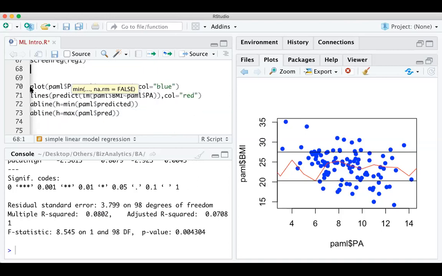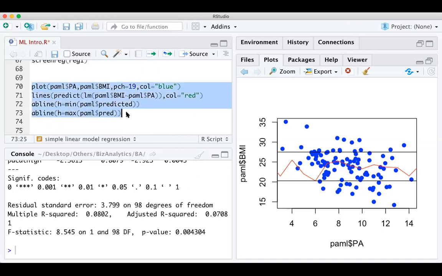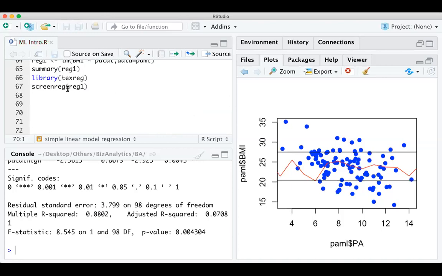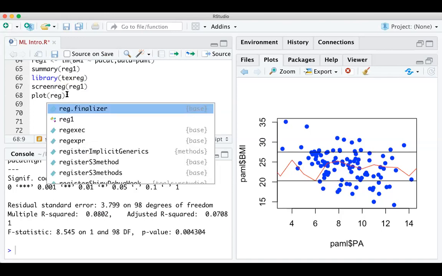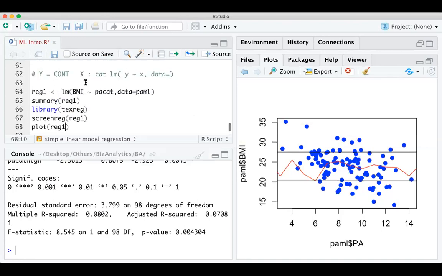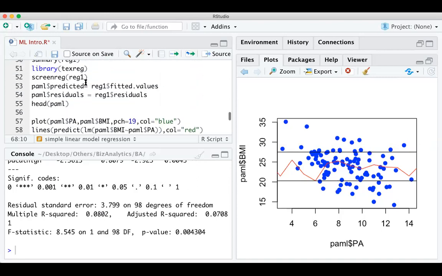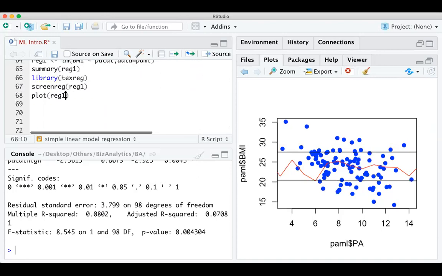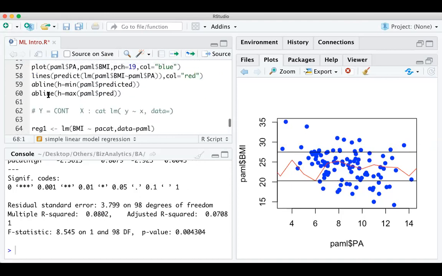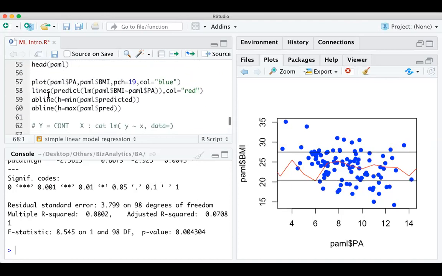Okay, so let me delete all these things, right? Any doubt in this? Now, how do we know that the model meets its assumptions? For that, we'll do a plot of REG1, which is what we have done, right? So let me run this first. Now to get the plot. This plot will show whether the assumptions in regression are met or not.